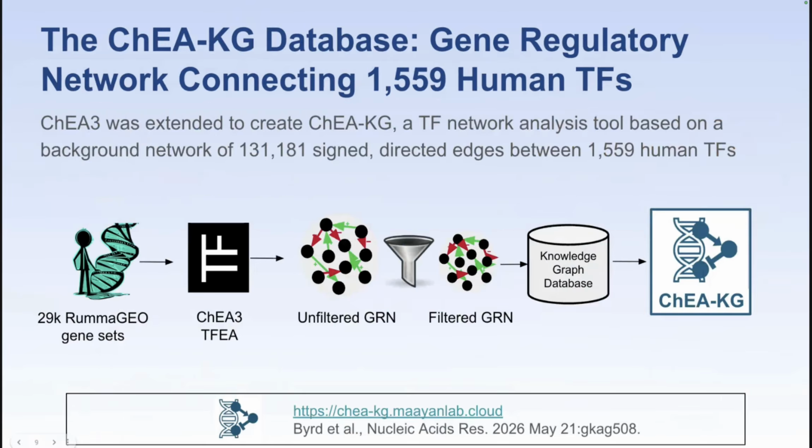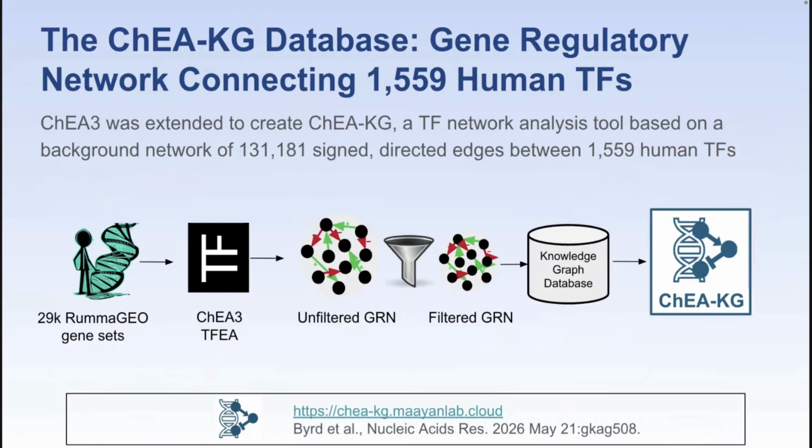So to create ChEA-KG, we took a subset of those ReMap-GEO gene sets, specifically gene sets that had clear control and perturbation conditions, and then we systematically submitted those to ChEA-3 for transcription factor enrichment analysis, while aggregating the edges between the top 10 inferred transcription factors and the genes that they regulate in each gene set. And then because we know that the genes were up or down regulated, we can use this to infer the sign of the interaction as well.